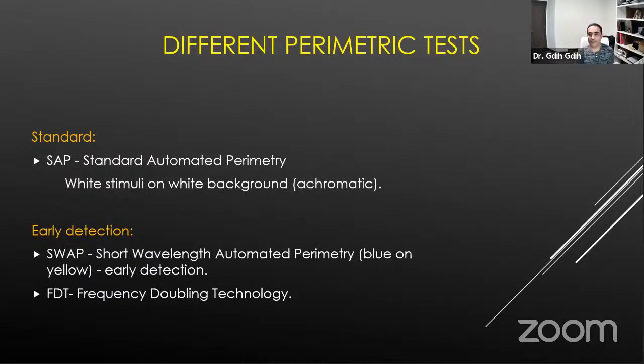We have different perimetric tests. We have a standard and we have early detection. We're going to focus more on the standard today, which is standard automated perimetry, which is white on white stimuli, or achromatic, meaning there is no color associated in our testing. It's basically a white stimulus on a white background with different intensities. That's how we test the retina sensitivity at that particular point.